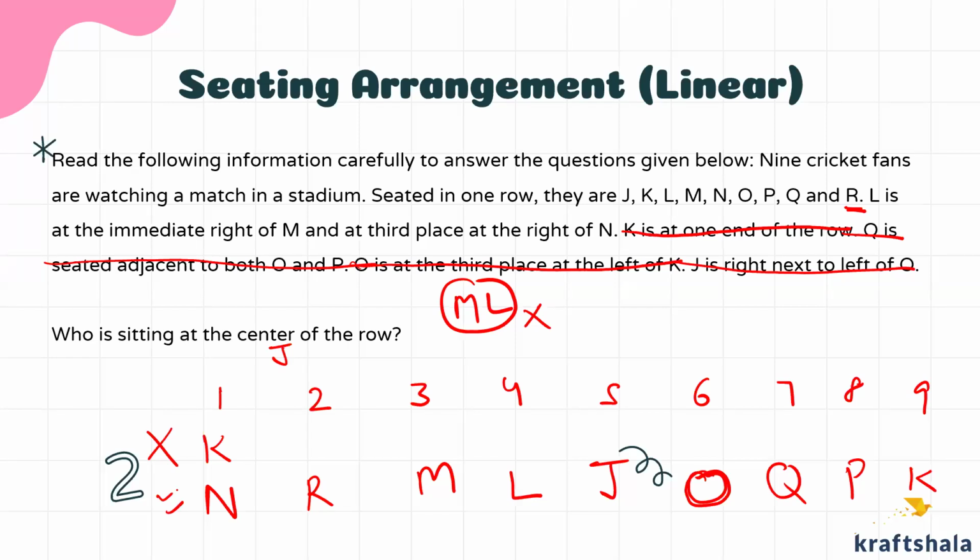Now they can ask you n number of questions. Who is sitting in the center? Who is sitting on the fourth position? Three place to the left of R, four place to the right of L. They can ask you anything. So that is how we will be approaching.